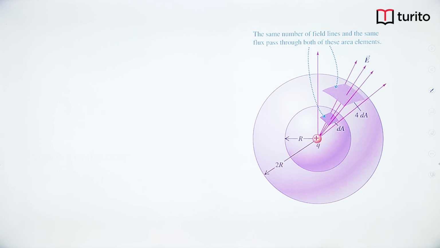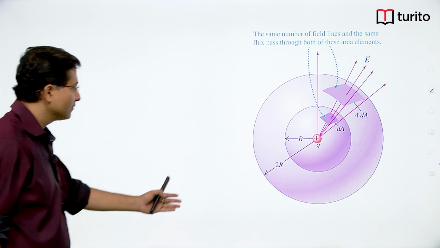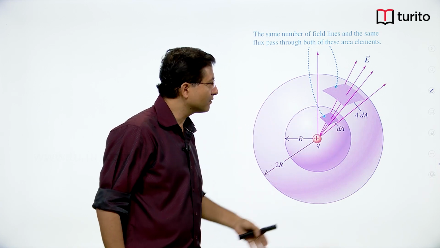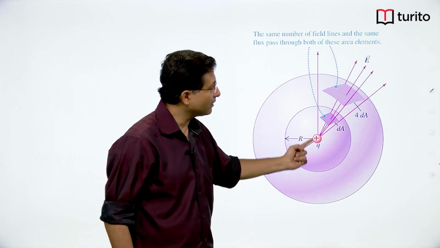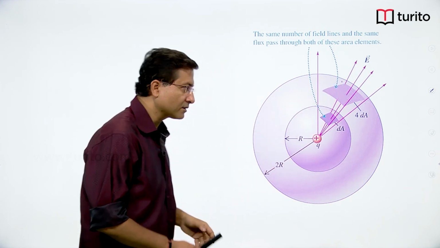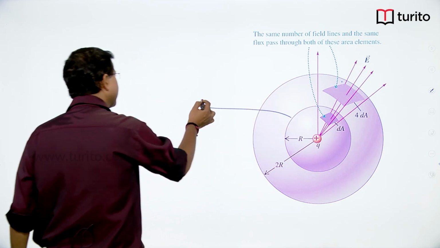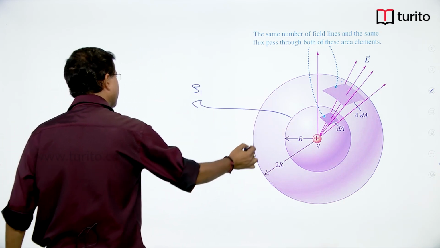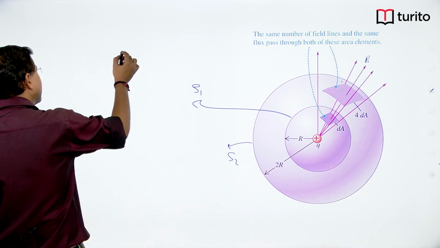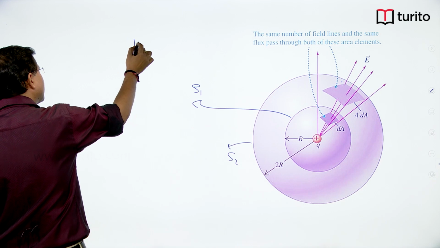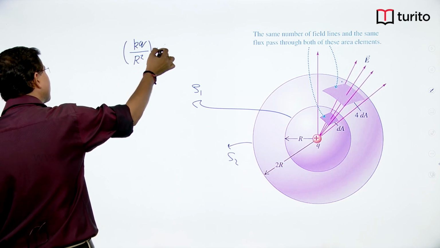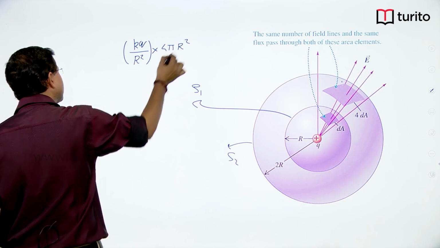Okay, before getting into it, let us see. No matter what our surface is, the flux associated will be the same. You can see through this one, if I draw lines, these 3 lines passing through this surface are also passing through this surface. Let us call this S1 and this S2. For S1, I will write the field as KQ divided by R square, then I multiply by the surface area 4 pi R square, the procedure we have just seen.